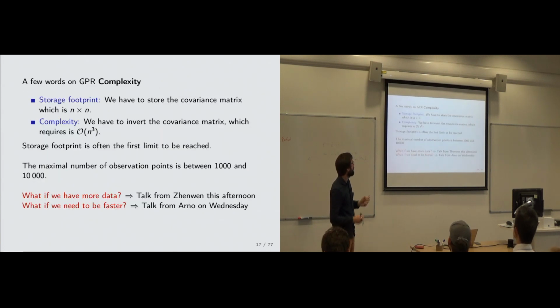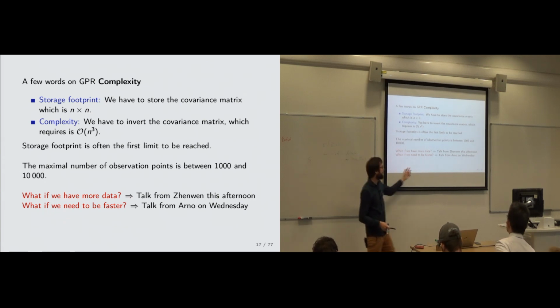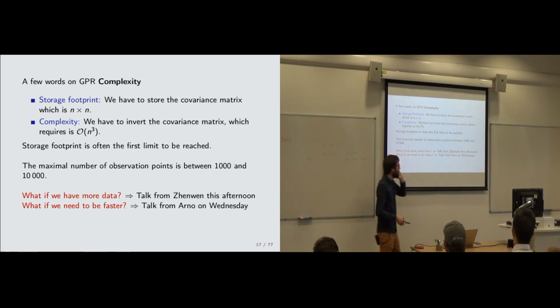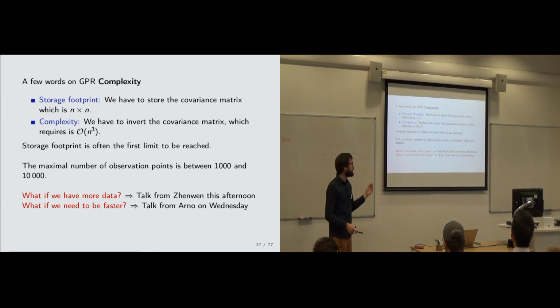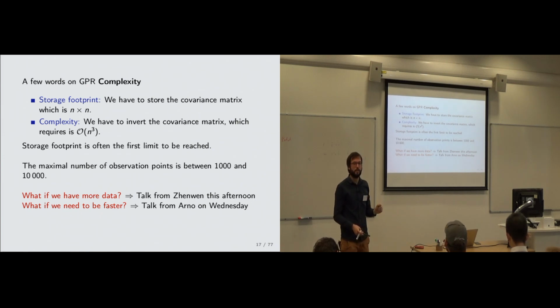So I'll just finish on the complexity. The maximum budget is around 1,000 to 10,000 points. If you have more data, then you'll have a talk this afternoon from Denhan that will show sparse GP methods. And if you want to be faster than this complexity that is n cubed, then we will have a talk on Wednesday by Arnaud that shows how to use state space models in the Gaussian process framework.